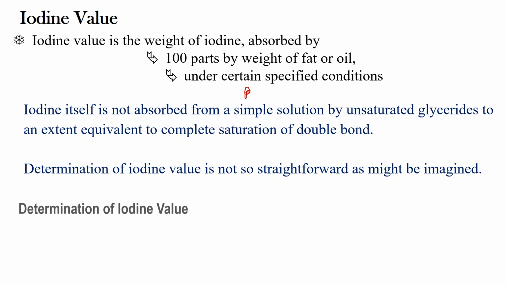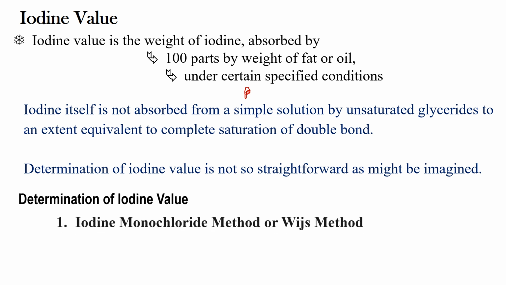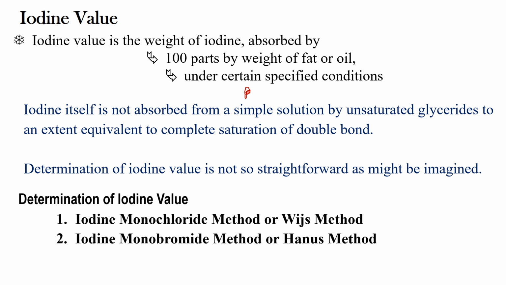Now, coming to the method for the determination of iodine value, there are three pharmacopoeial methods for the determination of iodine value. The first one is iodine monochloride method. The second one is iodine monobromide method, and the third one is pyridine bromide method.